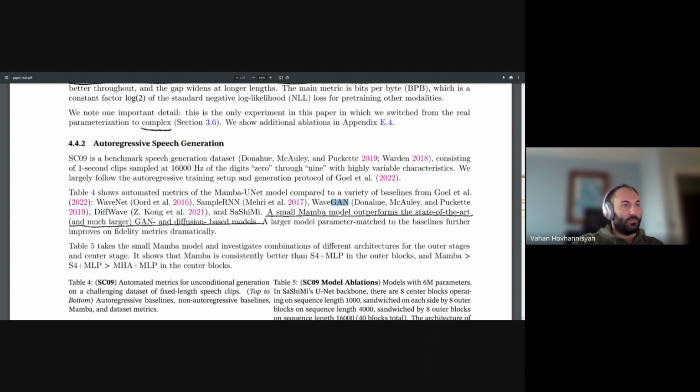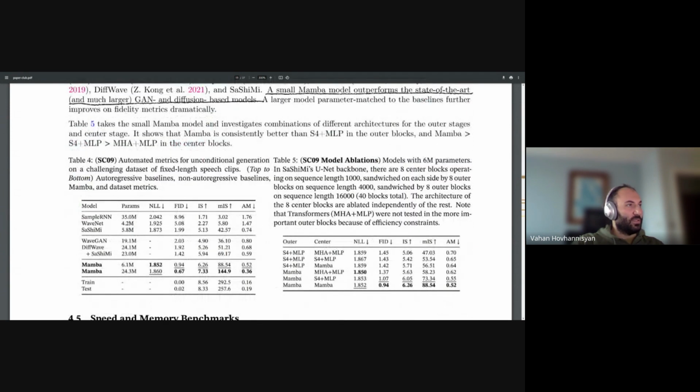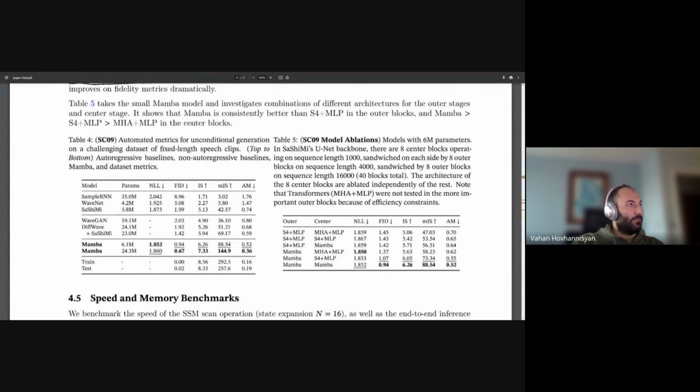Autoregressive speech generation. So for speech generation, I think it's this one. They use, I think, some of these. Yeah, WaveGAN is a GAN. There is also a diffusion model. Those are the state of the art, right? Very computationally inefficient models. Both GANs and diffusions, especially diffusions, can be very expensive. And this is a generation of speech clips. Okay, and again, Mamba outperforms state of the art by a significant margin. Look at these numbers. I like this and this. It's quite amazing, right?